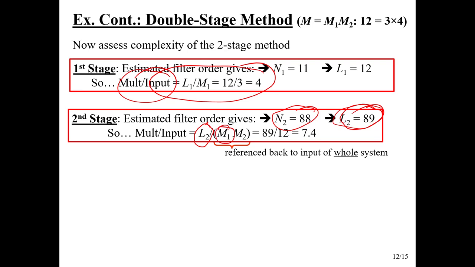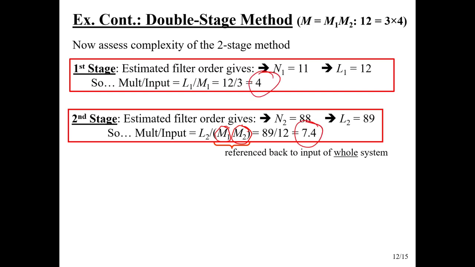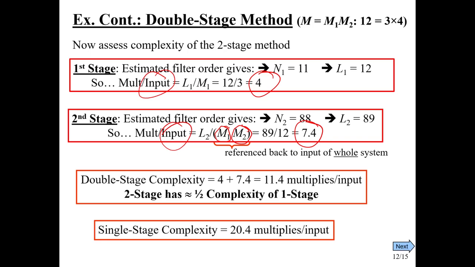Well, I should do it the other way. Let me do it this way. We're going to divide by M2 to get it back to the beginning of the second stage, and divide by M1 to get it back to the beginning of the first stage. Now we have 7.4. Those are referenced to the same place, so input and input. And so now we can just add those two things together. So our double stage complexity is now 11.4 multiplies per input. That's about half of what we saw for the single stage complexity.